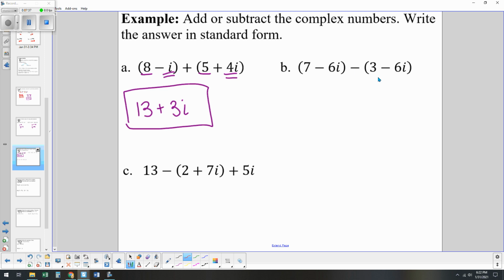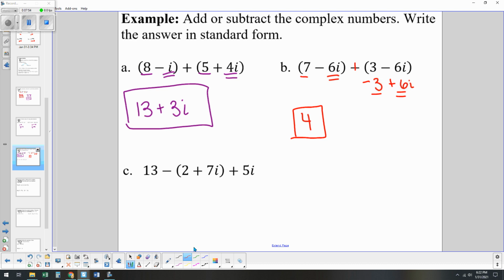Remember, with subtraction, we're going to change the sign of everything in the second set of parentheses, and then it becomes an addition problem. So now I have 7 and negative 3, which is 4. I have negative 6 and positive 6 cancel out. So my answer here is just 4.